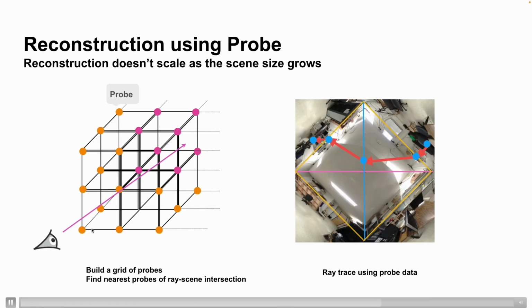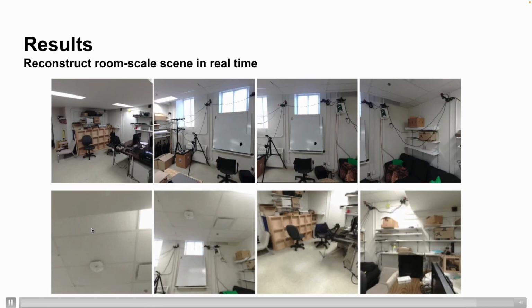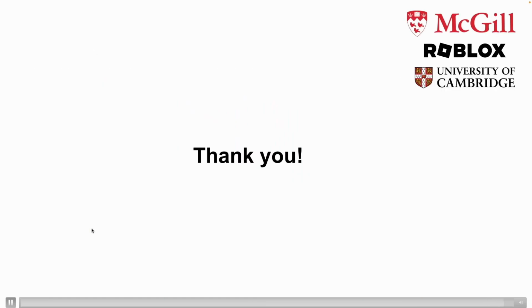To reconstruct a scene, we first simulate a grid of probes. Then we find the nearest probes that capture the ray intersections and reconstruct using only those probes. Therefore, the computational cost doesn't scale as the scene size grows. Using our novel probe data structure, we are able to reconstruct a room-scale scene in real time. That's all. Thank you.